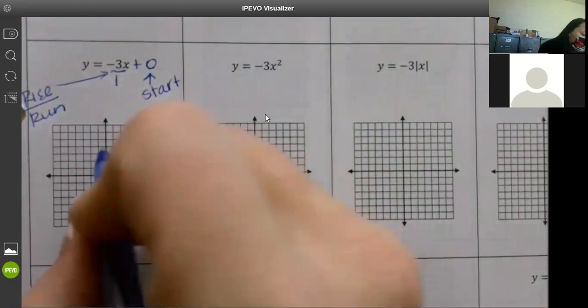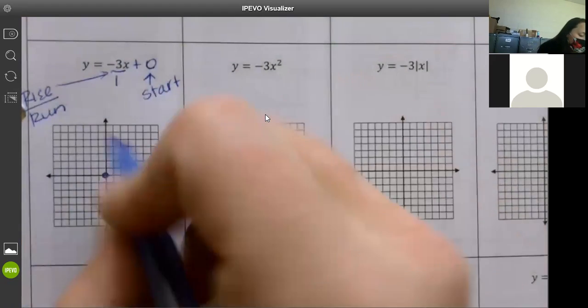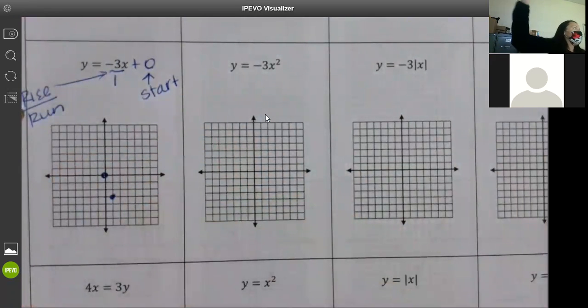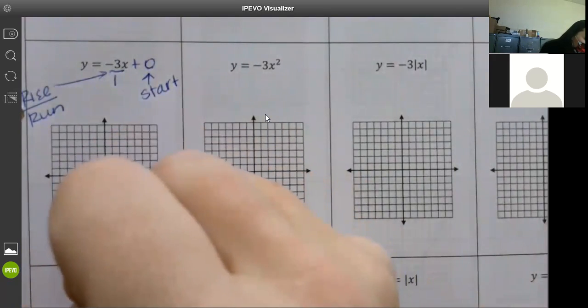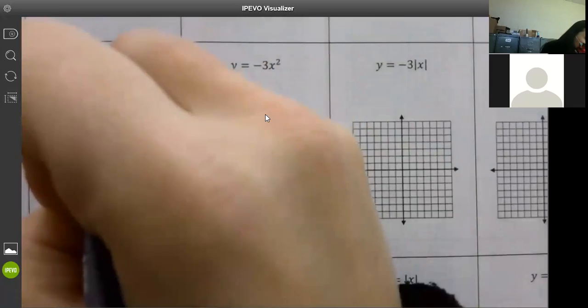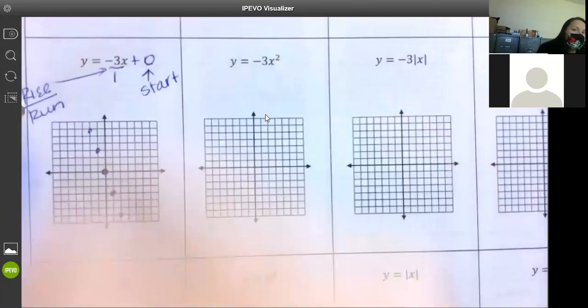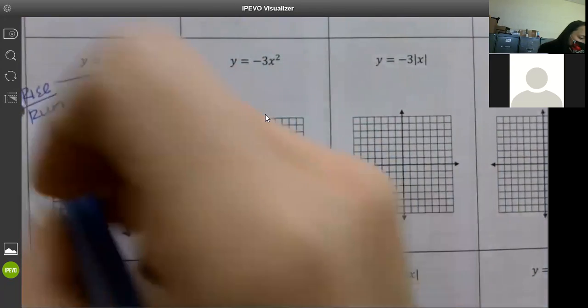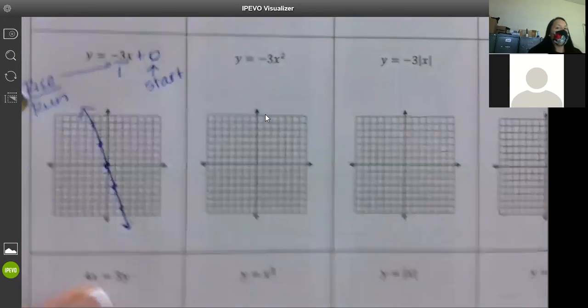This says rise negative 3, which means go down 3, and always to the right. So I always use my negative with the top number. Does it mean up or down? If it's negative, it means down, and then to the right 1. You can go completely opposite, up and to the left. And again, these are things that you guys know how to do. This is old school from Math 1.